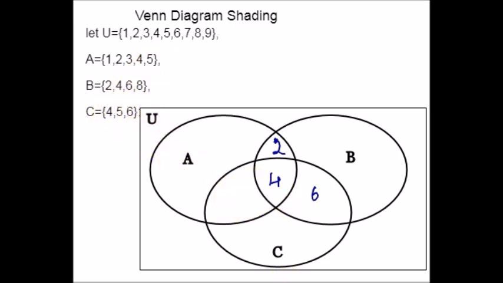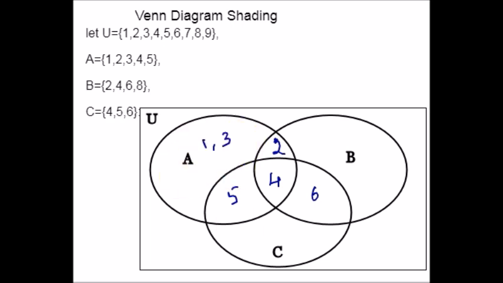We have completed the overlapping region for all the 3 circles and the overlapping regions for 2 circles. Now we are left with the regions only for that particular set. In A we have 1, 2, 3, 4, 5. In this circle, we already have 2, 4 and 5. So what are the numbers left over? 1 and 3. So write those numbers in this region where there is no overlapping.